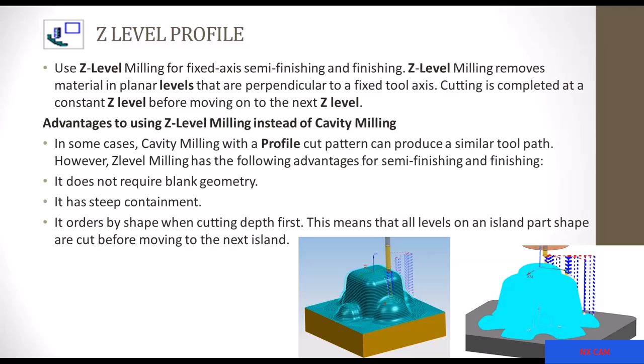The advantage of this Z level profiling: instead, with cavity mill you can do the same thing with the help of the profile cut pattern, right? But here we have some extra advantages. You don't need any blank geometry for Z level profiling, and it has steep containment, and it will work depth level first, means it will first finish the first pocket or first island, then it will remove the second island. So we have a few advantages over the cavity mill profile cut pattern.